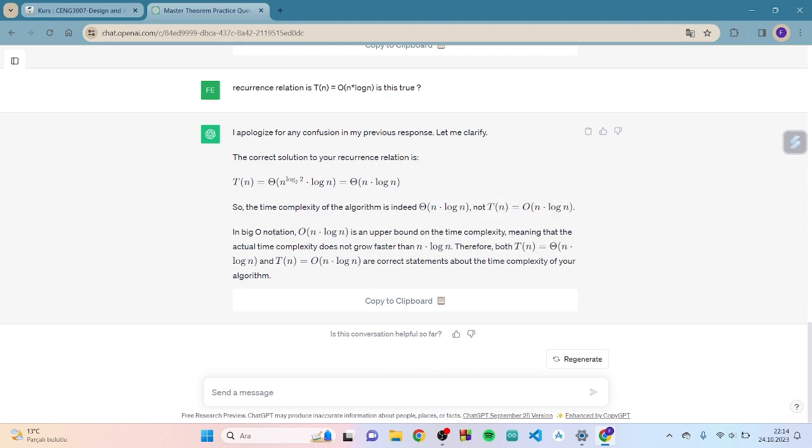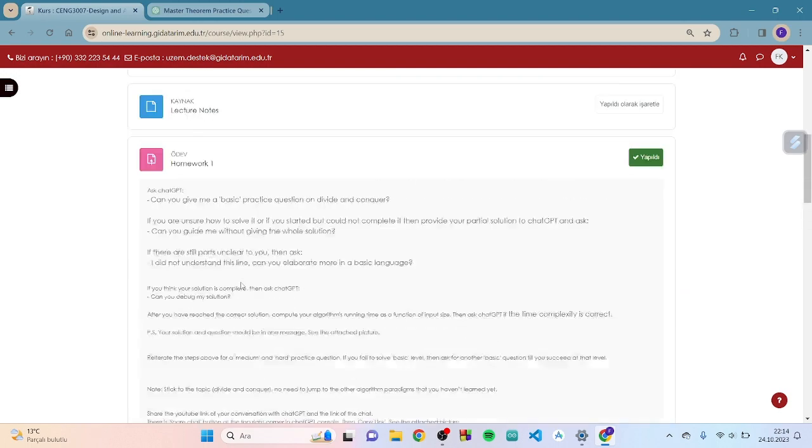In big O notation, O(n log n) is the upper bound of the time complexity, meaning that the actual time complexity does not grow faster than n log n. Therefore, both statements about T(n) are correct statements about the time complexity of your algorithm. Okay, now I ask another question.